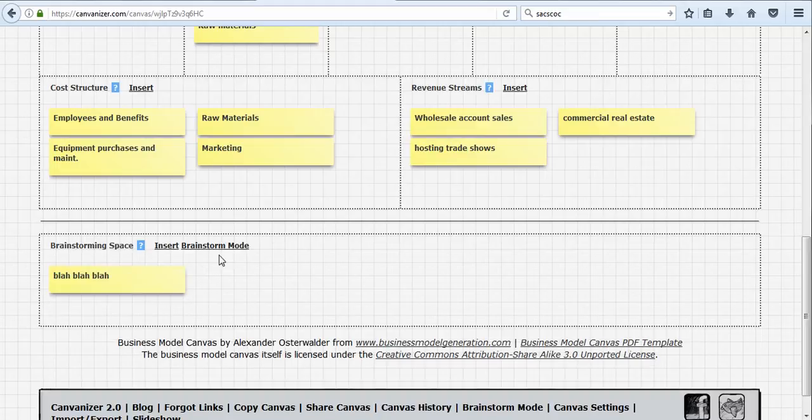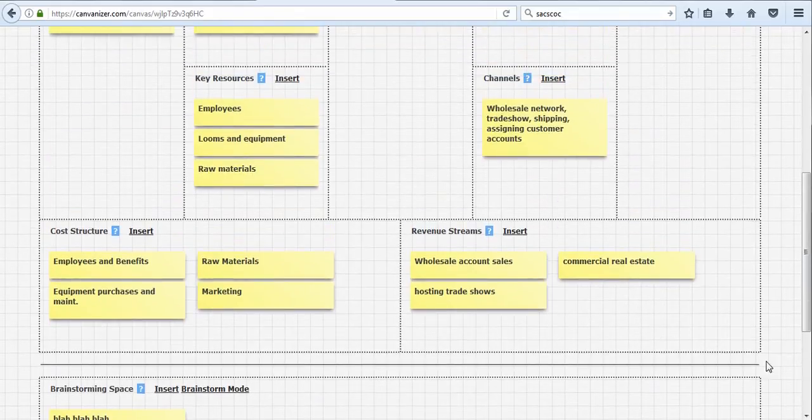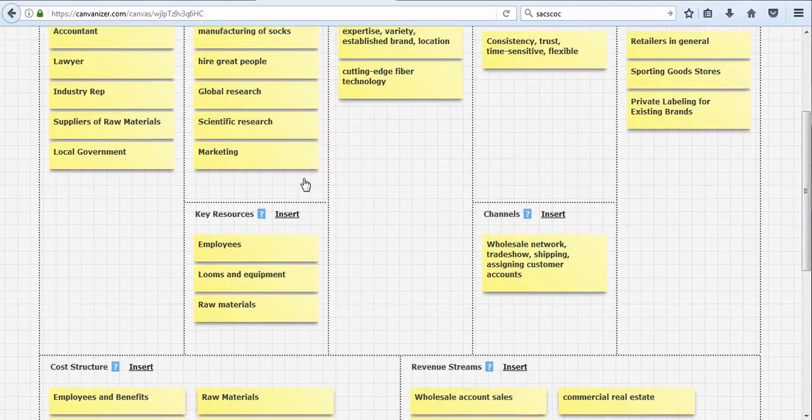You can make reminders to yourself. It doesn't matter, you don't have to do anything there. This line right here represents the end of the canvas. So 1, 2, 3, 4, 5, 6, 7, 8, 9 blocks all in all.